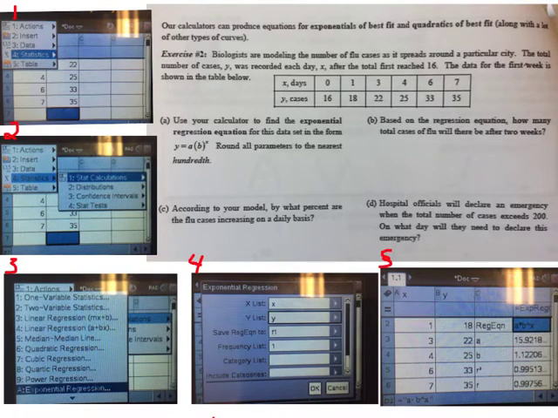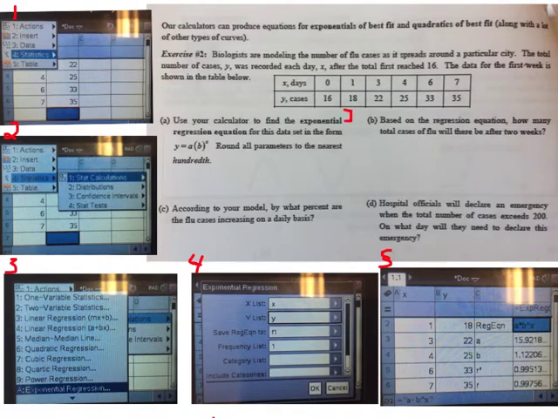Exercise number 2. Biologists are modeling the number of flu cases as it spreads around a particular city. The total number of cases, Y, was recorded each day, X, after the total first reached 16. The data for the first week is shown in the table below. Use your calculator to find the exponential regression.